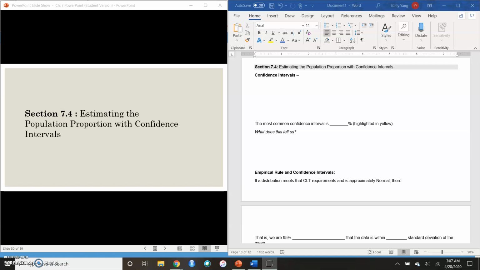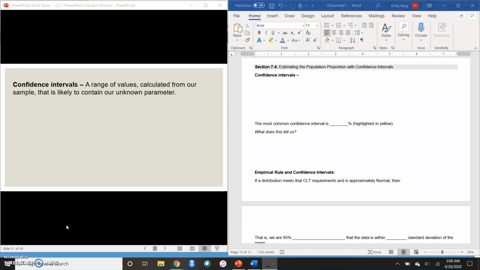And so if we're trying to estimate the population proportion with confidence intervals, we're assuming that the population proportion is unknown. So what is a confidence interval or intervals? The word intervals tells us that this is going to be a range of values. This range of values is going to be calculated based on our sample and is going to be very likely to contain our unknown parameter.